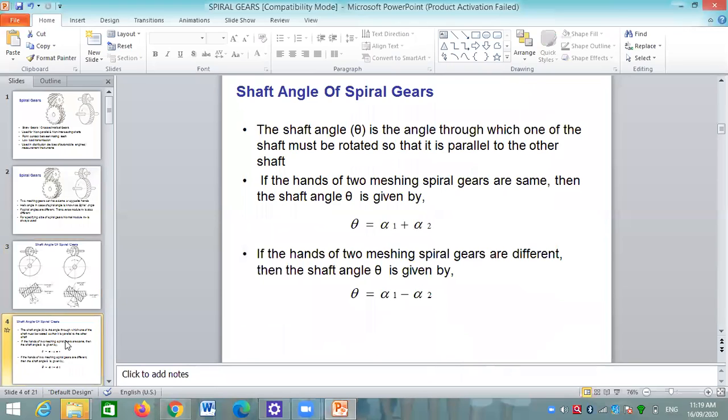Now, shaft angle theta is the angle through which one of the shafts must be rotated so it is parallel to the other shaft.